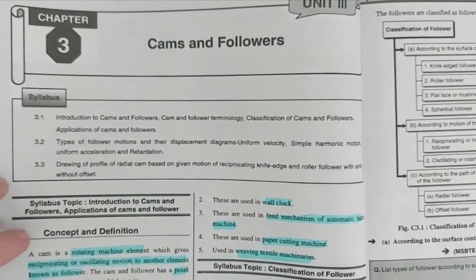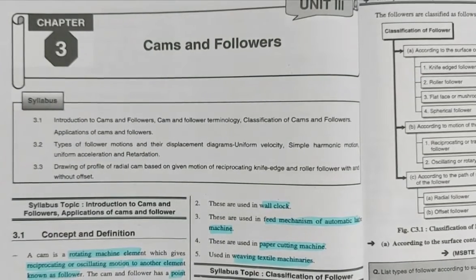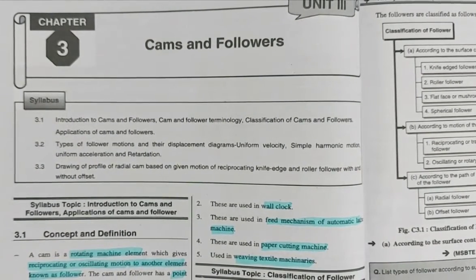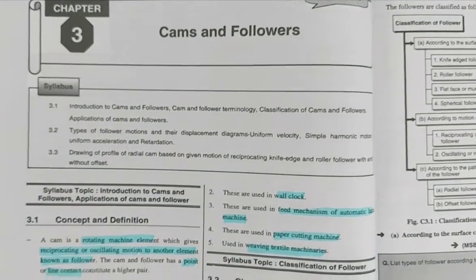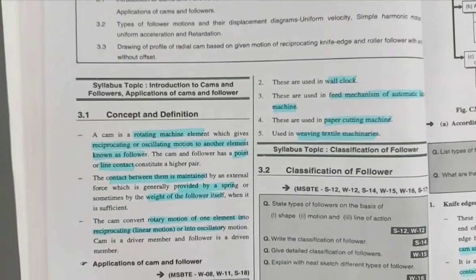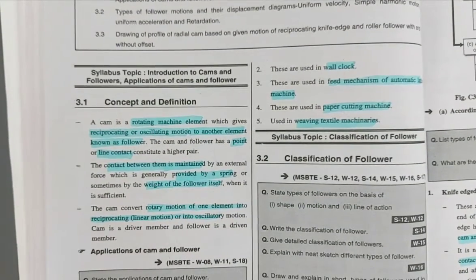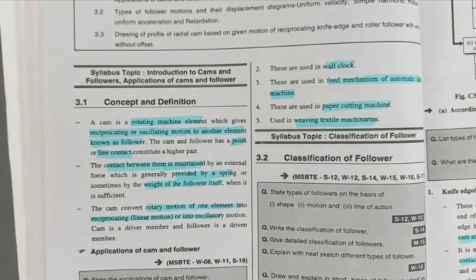This third chapter, cams and followers. What is cams and followers? Actually, cam and follower converts rotary motion into reciprocating. In which cam is the rotating element which gives reciprocating or oscillating motion to another element known as follower.